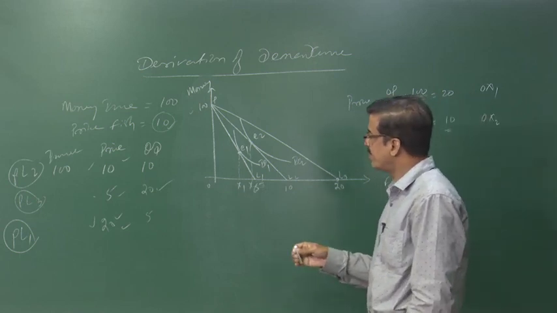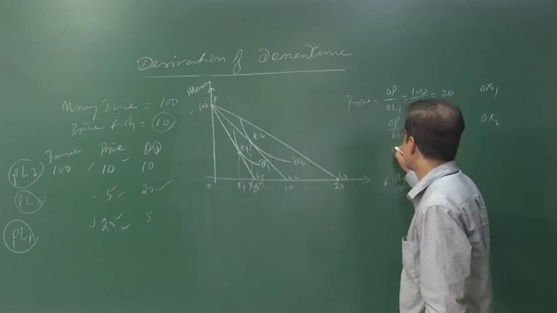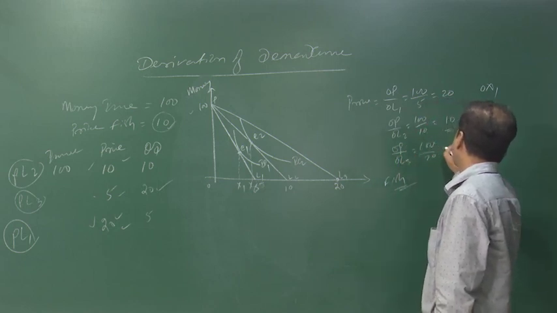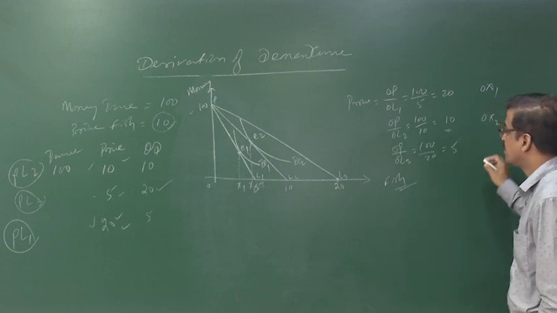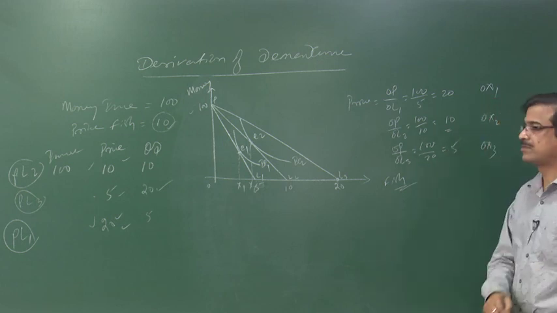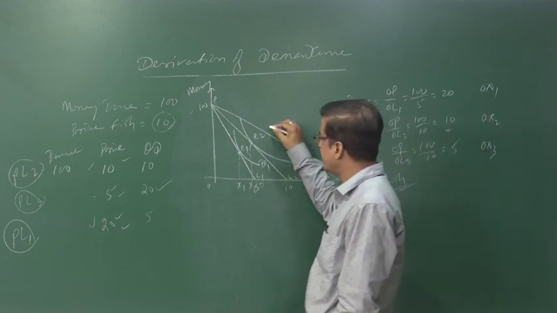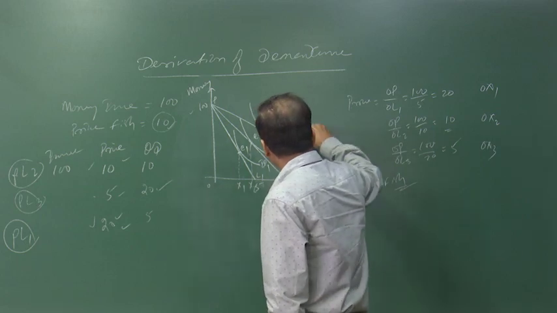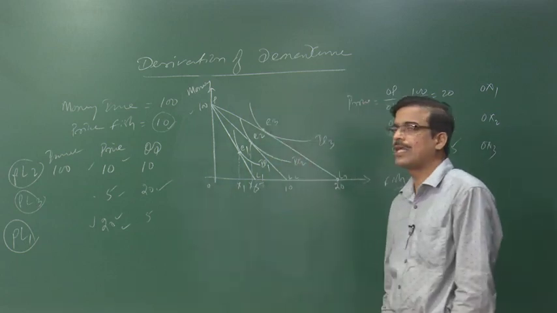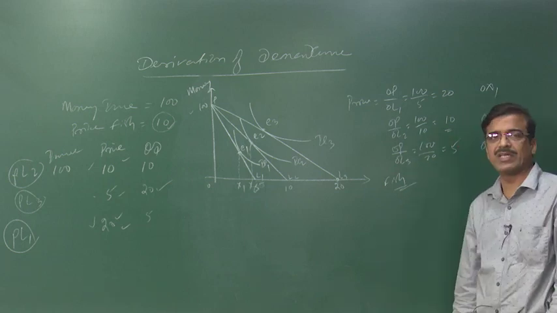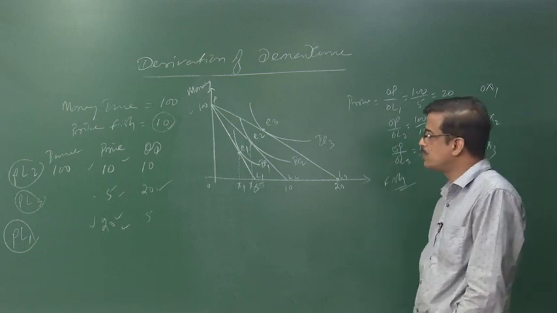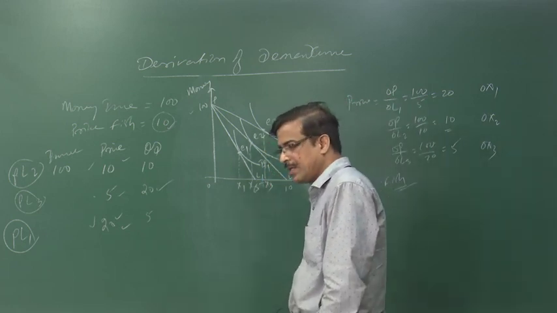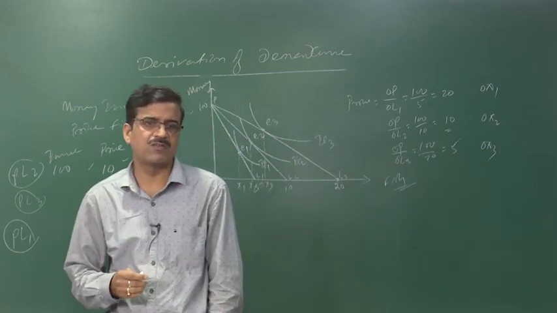Now if the price falls to OP divided by OL3, I mean 100 divided by 20, and if it falls further to 5, he tries to consume OX3 units of the product. How is that OX3 to be obtained? Where the indifference curve IC3 is tangent to the price line OL3, at the point E3. The consumer is consuming right now how much? OX3. But remember here the point of equilibrium.